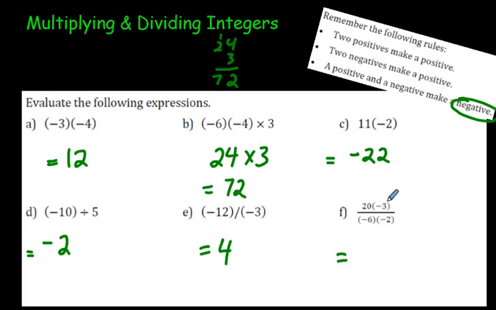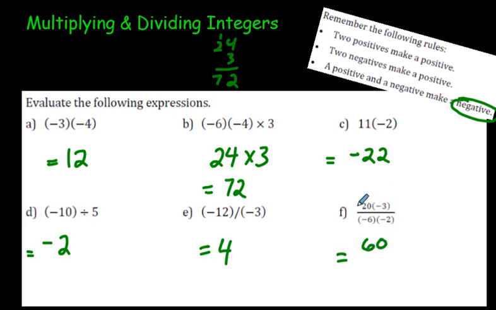A question like this is a little more complicated. I like to start with figuring out what's done on top and then figuring out what's on the bottom, and then we'll do it one last time to get the final answer. So 20 times 3 is 60.